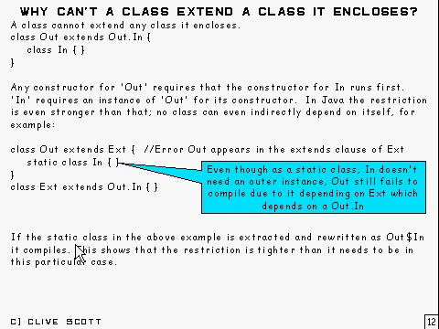And in the above case, for instance, if you take the static class out from there and put it separately as something else, it will actually compile fine. And of course that shows that the restriction is a lot tighter than it actually needs to be.